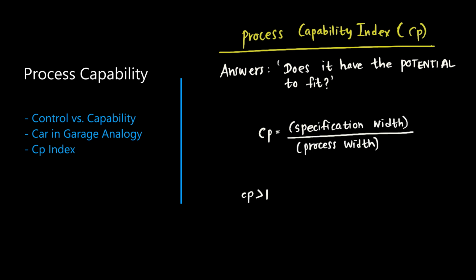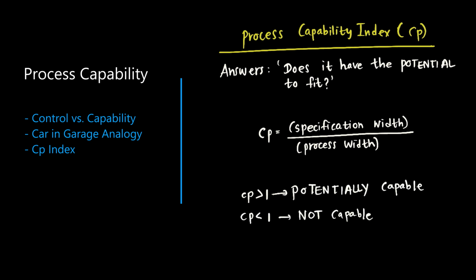If CP is greater than 1, your car is narrower than the opening, so it has the potential to fit. If CP is less than 1, your car is wider than the opening, and it will never fit, no matter how good a driver you are.